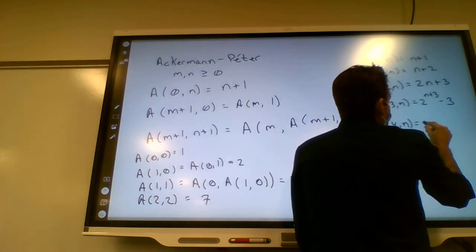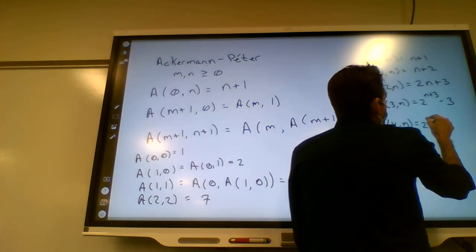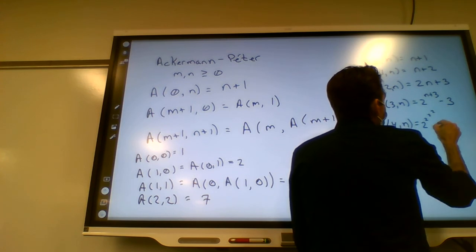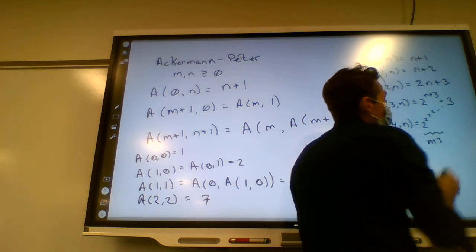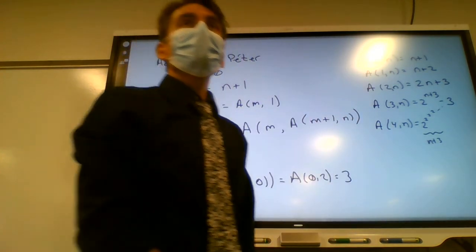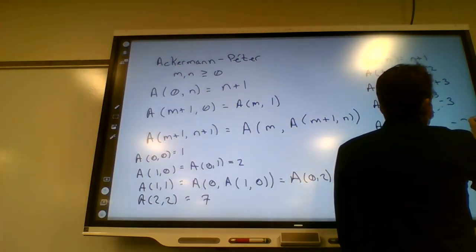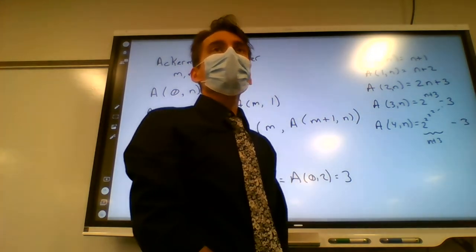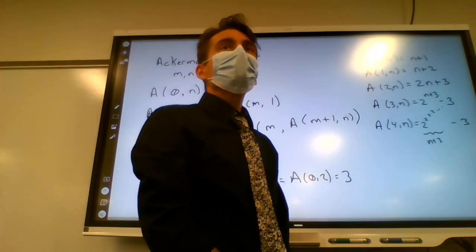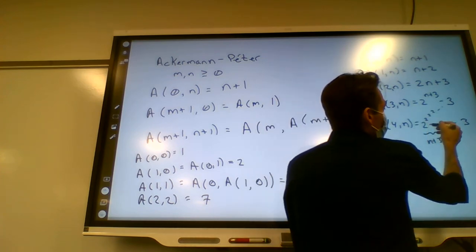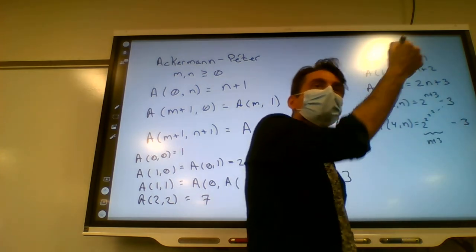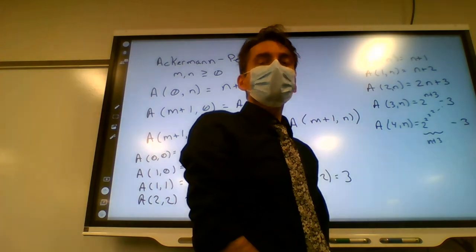Turns out to be 2 squared squared squared. There are n plus 3 of these, minus 3. So it's 2 squared squared squared, with a total of n plus 3 2's all the way up.